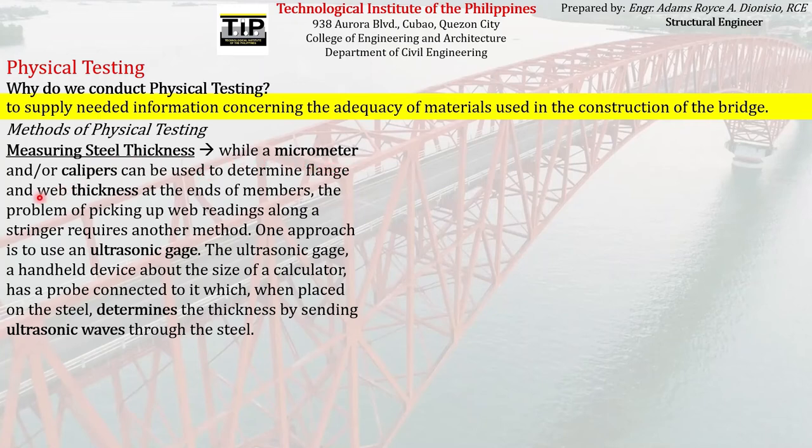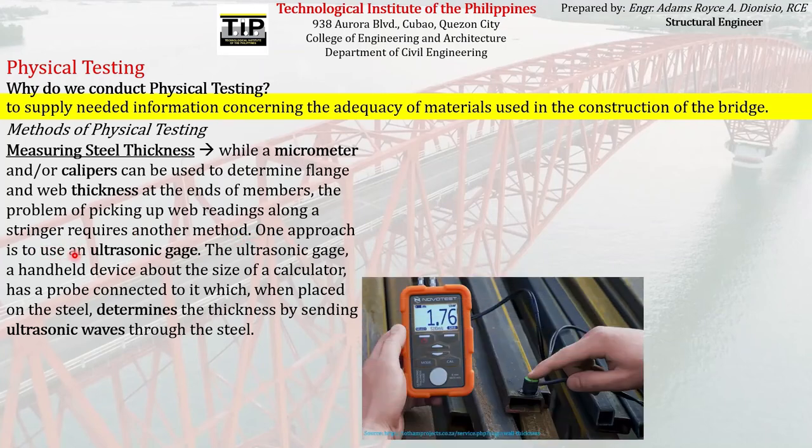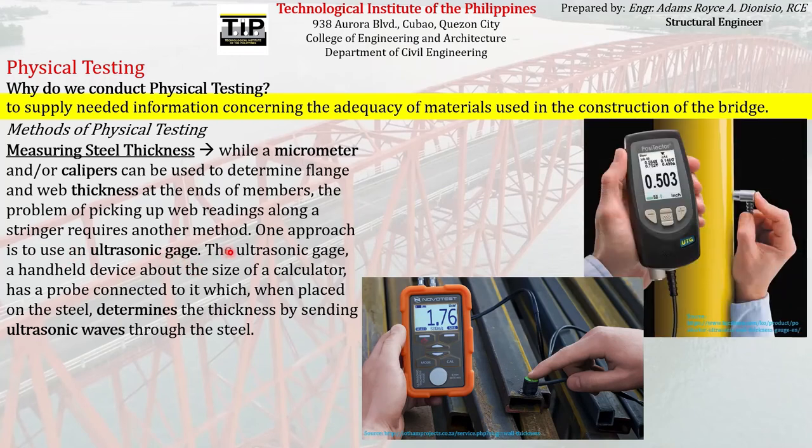While a micrometer and/or calipers can be used to determine flange and web thickness at the ends of members, the problem of picking up web readings along a stringer requires another method. One approach is to use an ultrasonic gauge like this one. The ultrasonic gauge, a handheld device about the size of a calculator, has a probe connected to it, which, when placed on the steel, determines the thickness by sending ultrasonic waves through the steel.